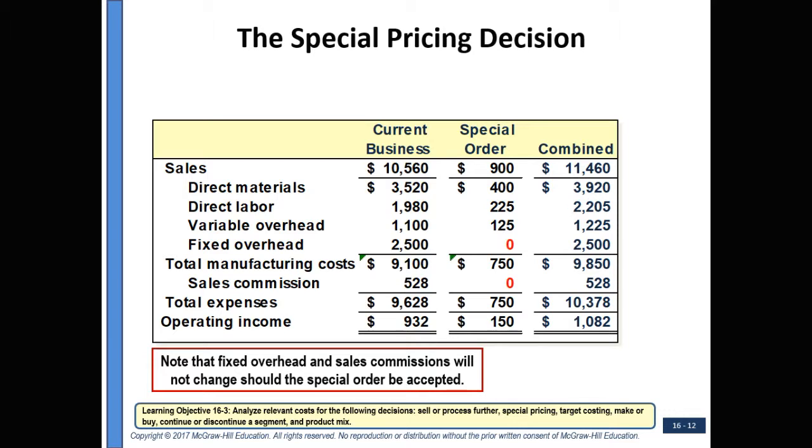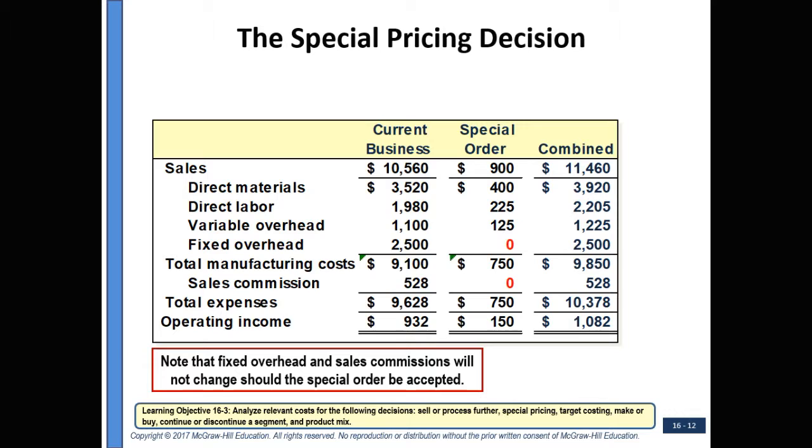The special order of 500 units at $1,800 per unit will net the company $150,000 in additional operating income. So the special order would bring in the $900,000. There would be $400,000 in direct materials, $225,000 in direct labor, and $125,000 in variable overhead. These are all things that would change as a result of the special order.